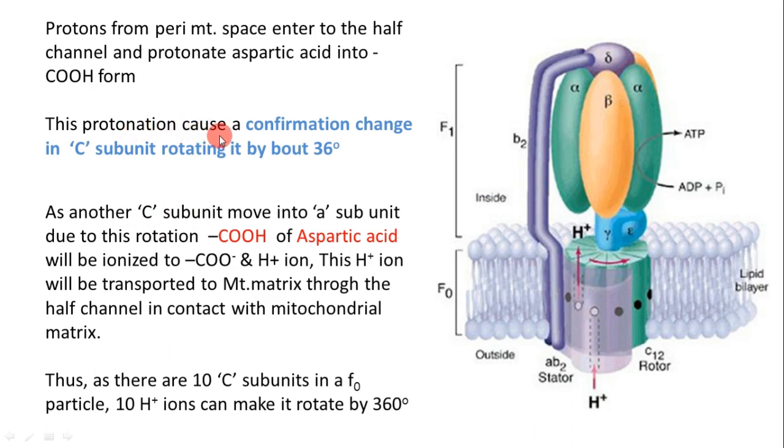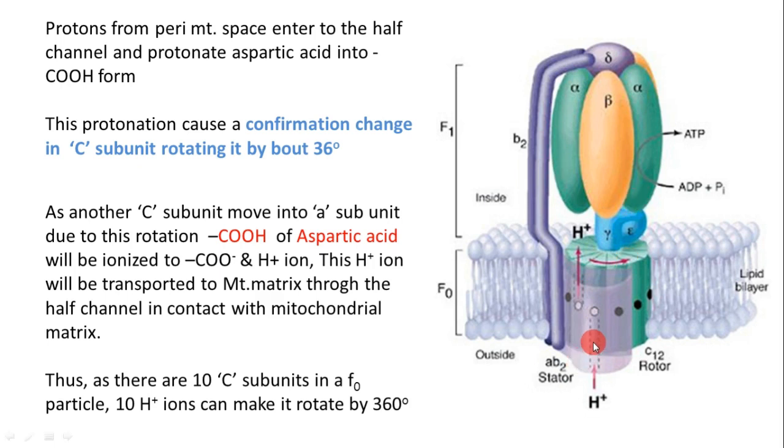This protonation of the aspartic acid will make some conformational change in the C subunit. As a result of this protonation of aspartic acid, the C subunit changes its conformation, and by this change it will make a rotation of about 36 degrees in the anti-clockwise direction. So thereby, by protonation, the C ring will change its position, it will move in the anti-clockwise direction.